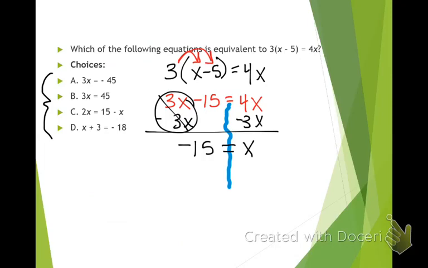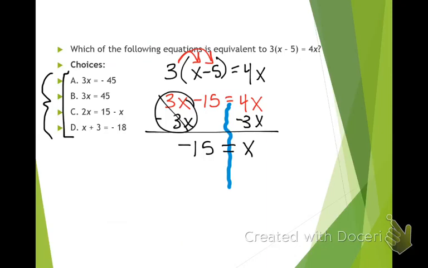And you should be reading where it says equivalent equations are equations that have the same solution. So if I know the solution to this equation is x equals negative 15, then I should be able to solve these equations over here to figure out which other equation also has a solution of x equals negative 15. So like I said, sometimes it's not so easy. Sometimes you have to do a little bit of extra work.